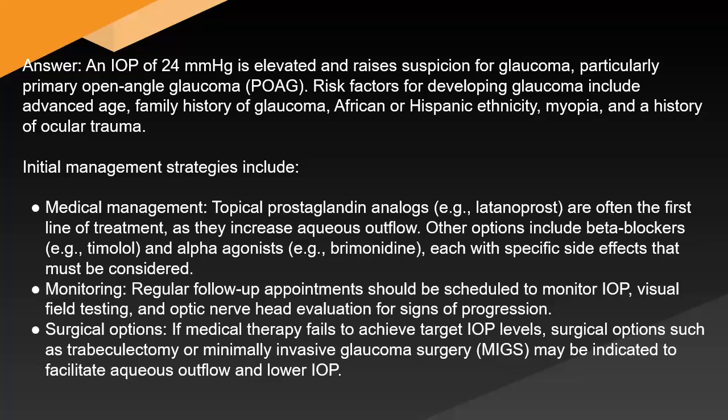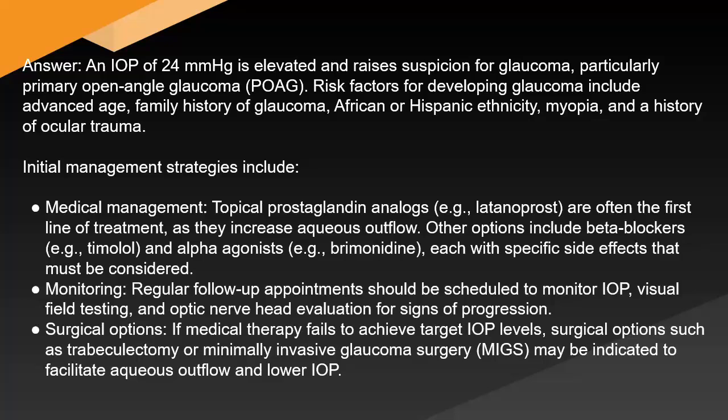POAG risk factors for developing glaucoma include advanced age, family history of glaucoma, African or Hispanic ethnicity, myopia, and a history of ocular trauma. Initial management strategies include medical management. Topical prostaglandin analogs, e.g. latanoprost, are often the first line of treatment as they increase aqueous outflow. Other options include beta blockers, e.g. timolol, and alpha agonists, e.g. brimonidine, each with specific side effects that must be considered in monitoring.